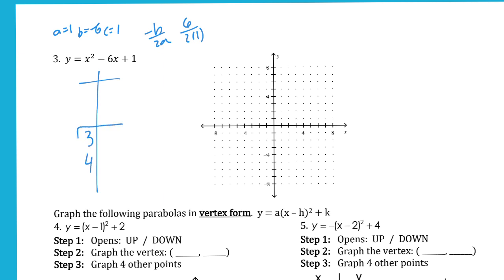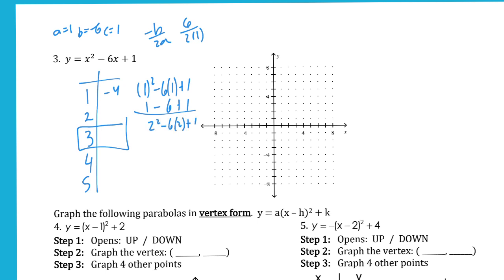So we're going to pick 2 points on each side. And we're going to evaluate each of those. So we're going to take 1 squared minus 6 times 1, and then add 1. So 1 squared is 1, and then subtract 6, and then plus 1. So you add the positive 2 minus 6 is negative 4. Let's do 2 squared minus 6 times 2, and then add 1. That's 4 minus 12, and then add 1. I'm going to add these together. I got 5 minus 12 is negative 7.